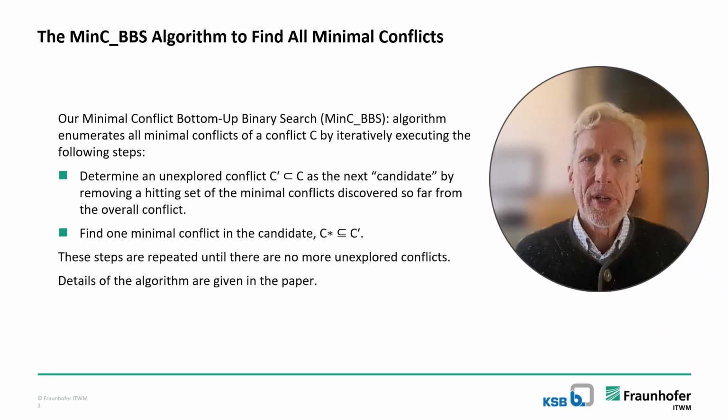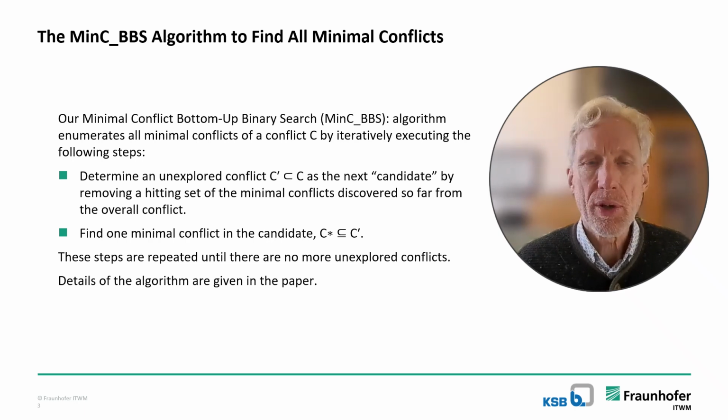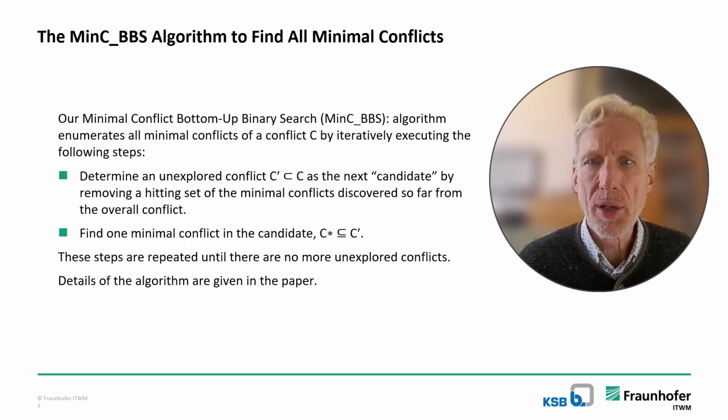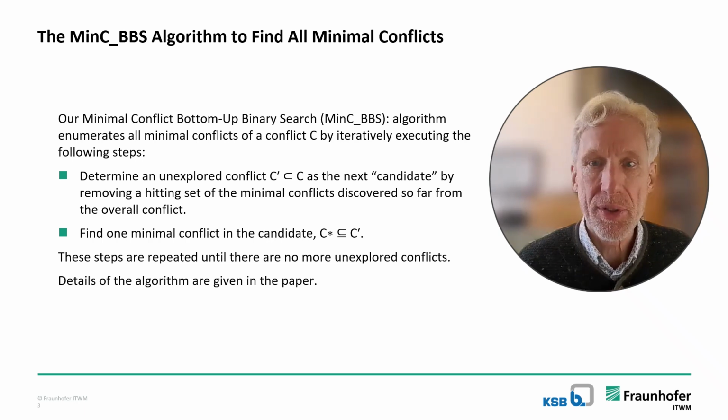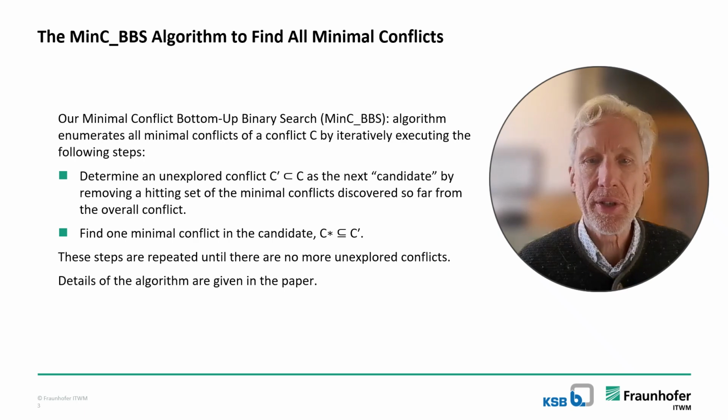We therefore developed an algorithm to find all the minimal conflicts in a given problem, which we call the minimal conflict bottom-up binary search, or MinCBBS. It works by alternating between finding unexplored candidate sets, namely sets of constraints whose feasibility cannot be inferred from those sets already checked. When it finds a conflict, it reduces it to a minimal conflict using a binary search. The steps are repeated until there is no more unexplored set to check.